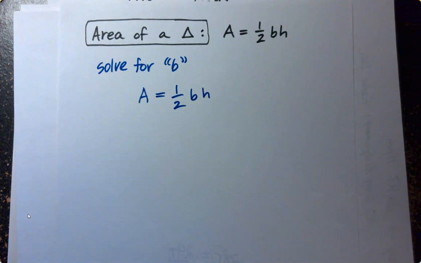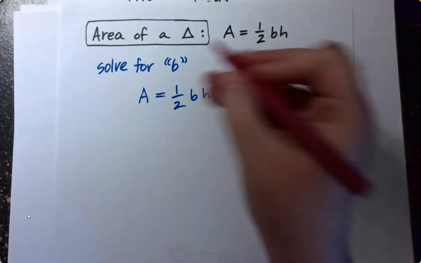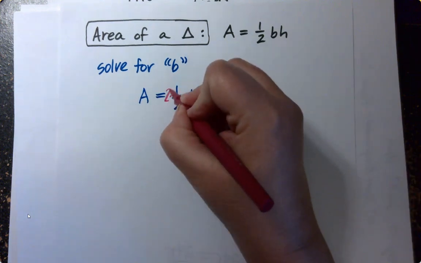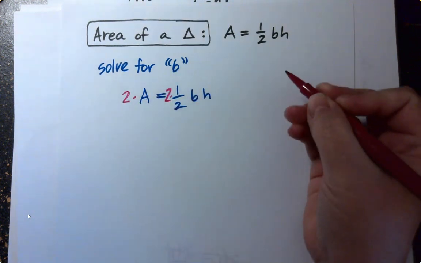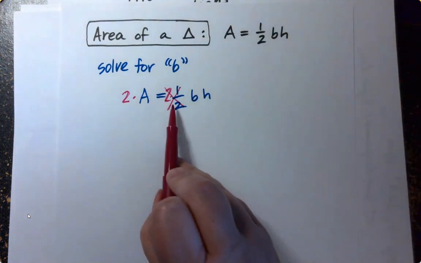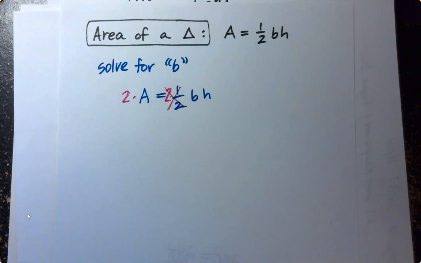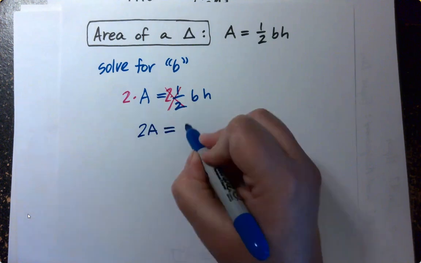Remember that whole do whatever you want to do as long as you do it to both sides of the equation. Do unto one side what you do to the other. So for instance, I could get rid of this 1/2 by dividing by 1/2, which is the same as multiplying by 2. So I can multiply both sides by 2. I kind of squeezed it in there. And then 2 times 1/2 just makes a 1. So now I just have 1 times B times H on the right. So now the right-hand side says 2A equals B times H.